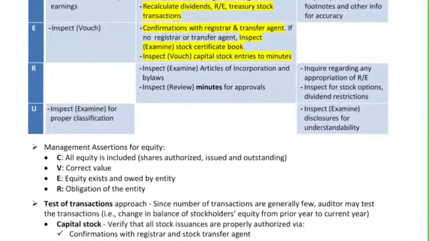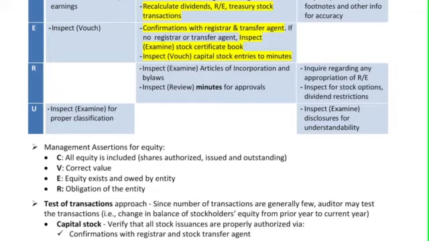Because think about it, without being approved in the meetings of the board of directors, of shareholders, you can't issue equity. You can't buy back treasury stock. So it would all be there in the minutes. So you can vouch from the capital stock entries to the minutes.